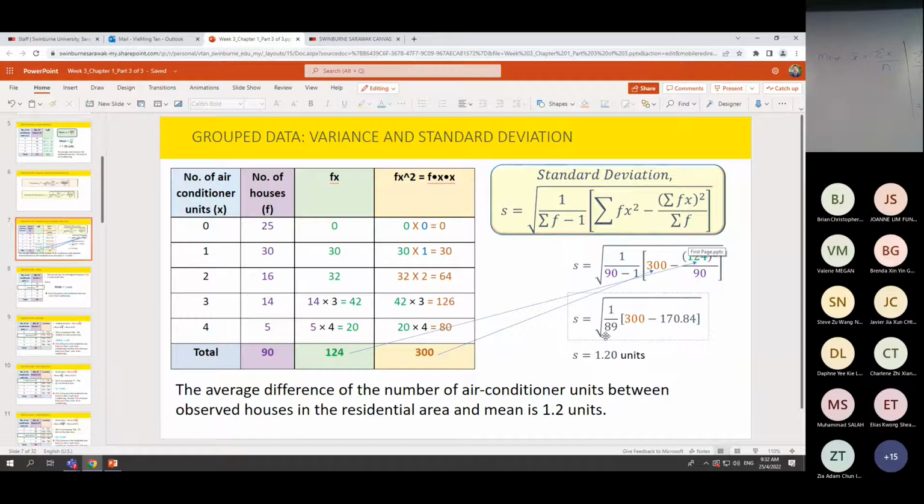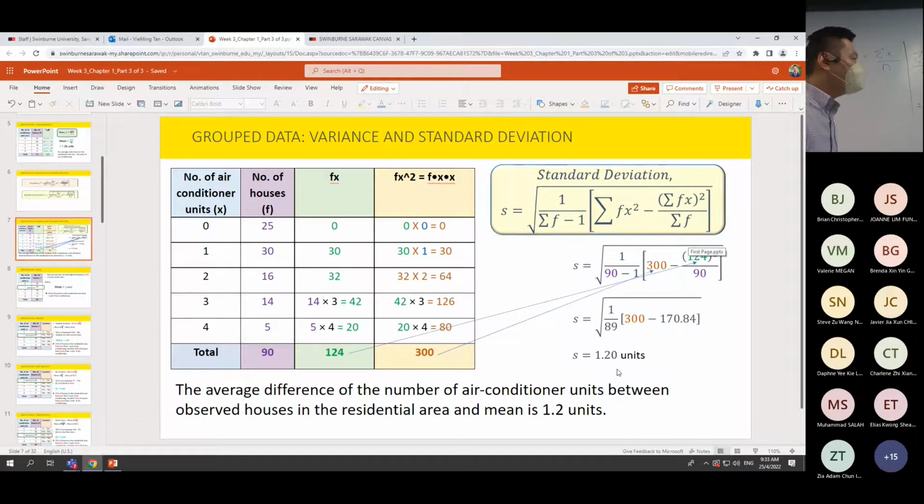So bear in mind, your answer for standard deviation is always positive. For this question, the data is in units, and the acorn is in units. So you can leave the answer in units as well: 1.2 units. So far so good?